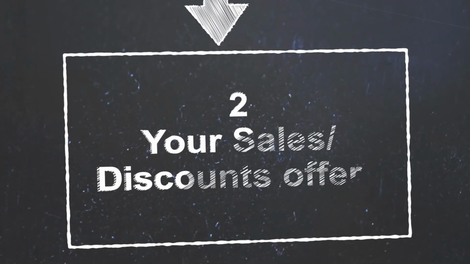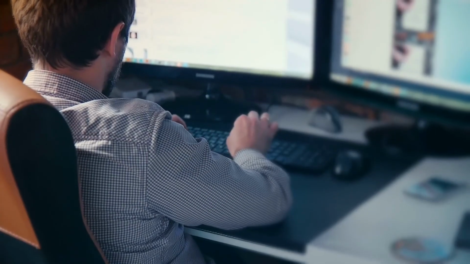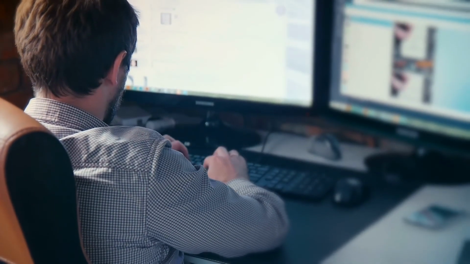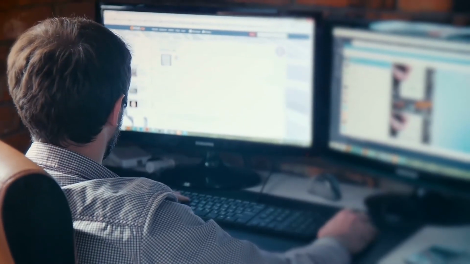Number 2, your sales or discount offers. TPT typically holds 4 site-wide sales annually. So when pricing your products, you should keep in mind the amount of money you will have at hand after offering sales and discounts. If you put a super low price on your resources, just know that you may gain very little profit from the site-wide offer.